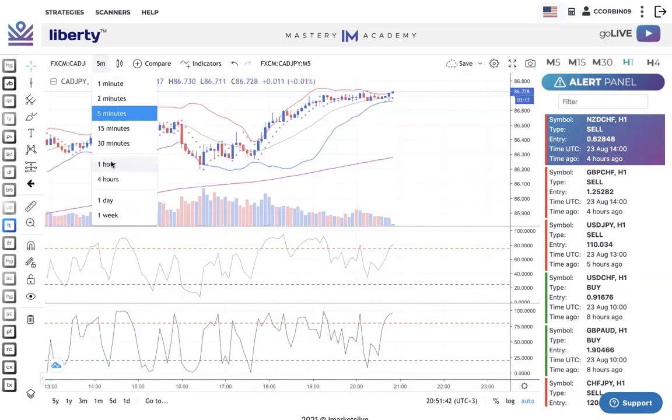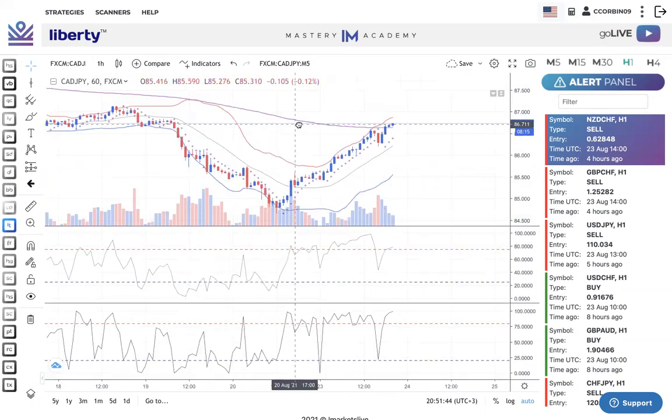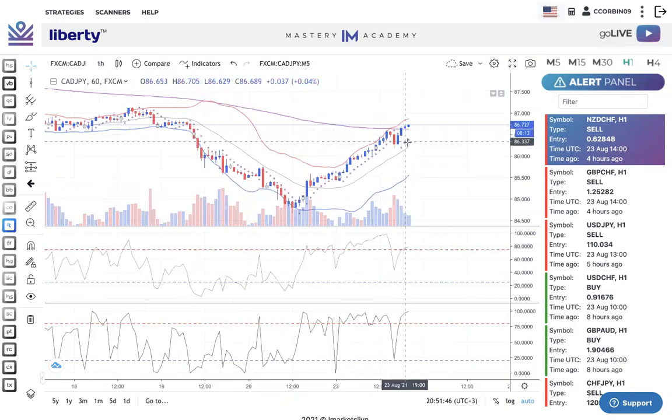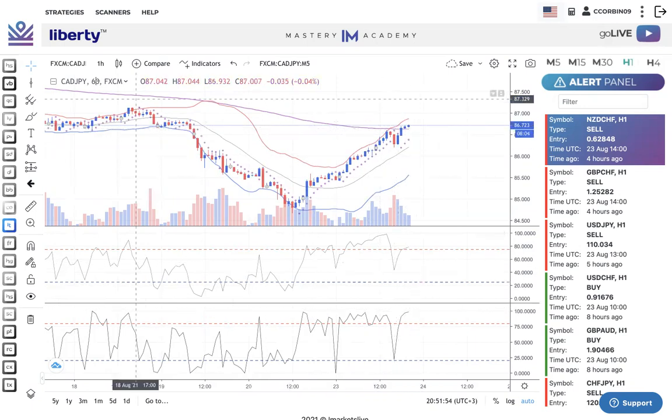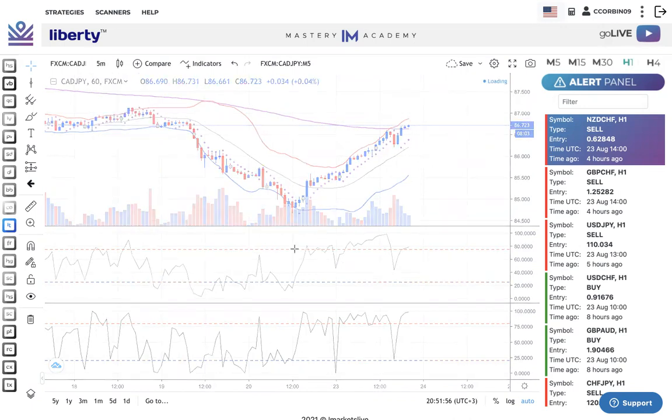Of course, you can take it up to the hour and see. All right, look, this is great, because not only is it above the middle Bollinger Band, but it's also above the EMA. So we probably could get into this for a buy, which is good, but we're not gonna do that.